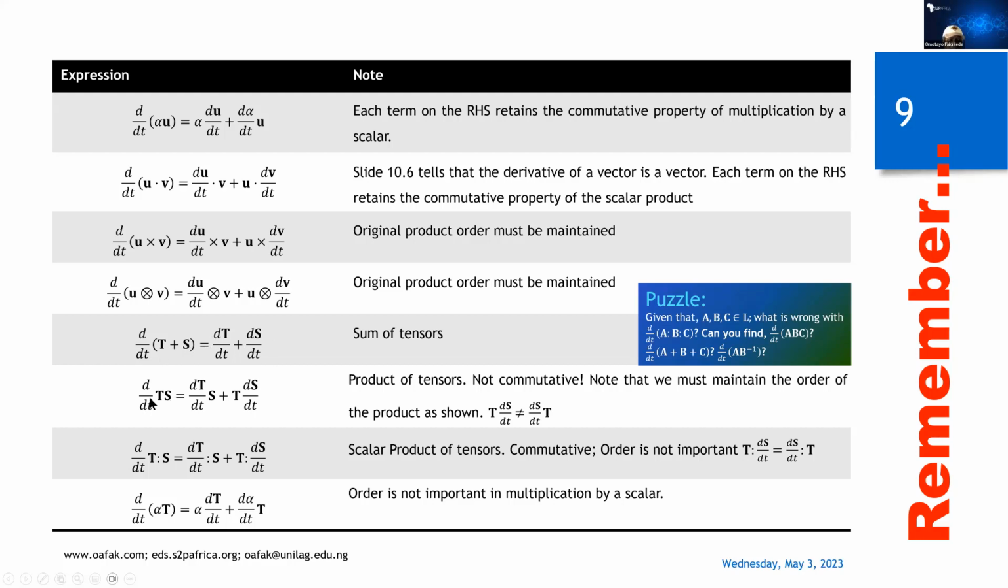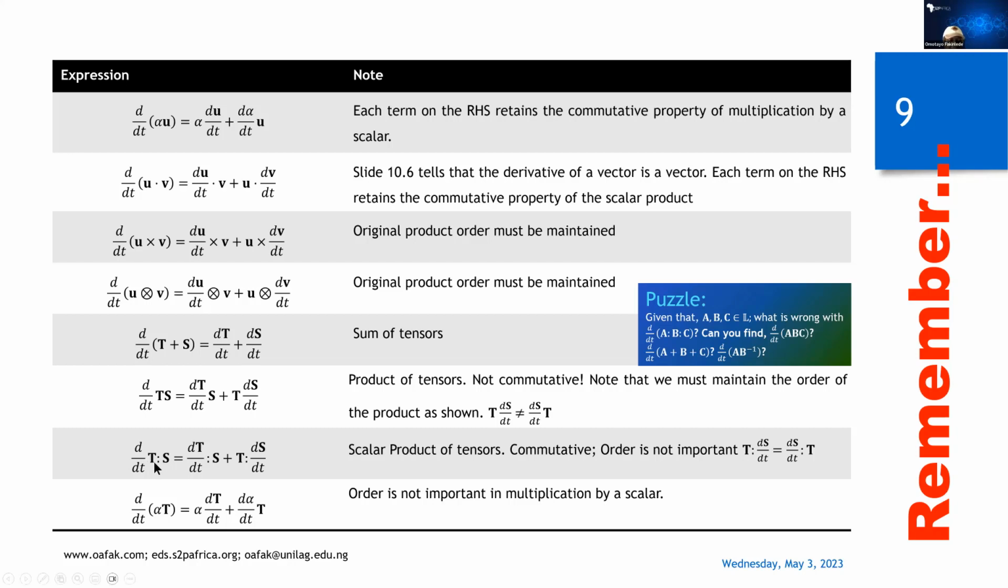Now, when it's operating with these two tensors, again, the location and the direction of T and S, that T always comes before S, must be maintained. So remember where you are. Don't be careless, because T dS/dT is not the same thing as dS/dT T. They are not the same. Just like in matrices, a matrix A times a matrix B is not the same thing as the matrix B times the matrix A, because commutative laws do not work in the Euclidean vector space.